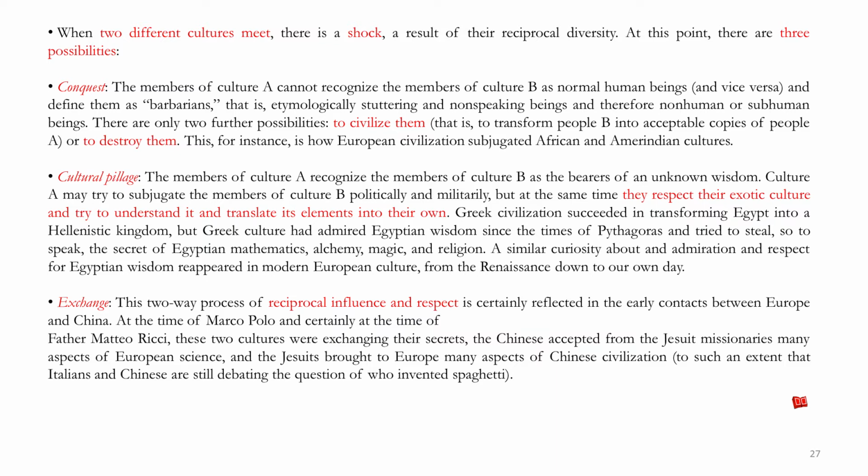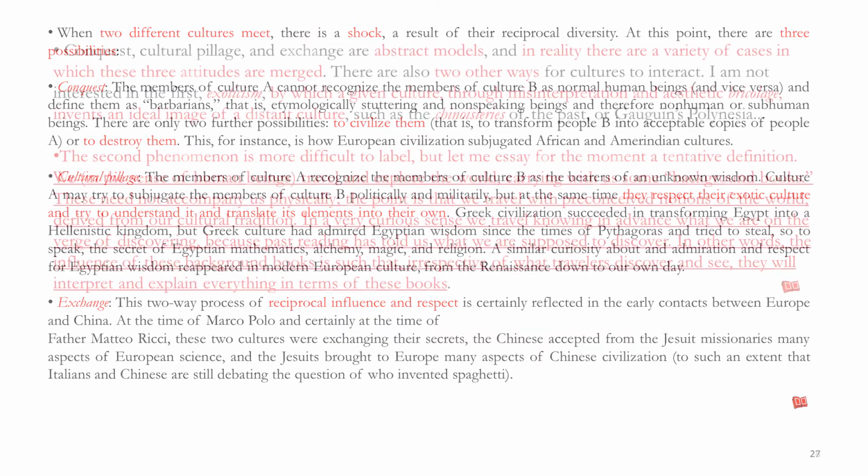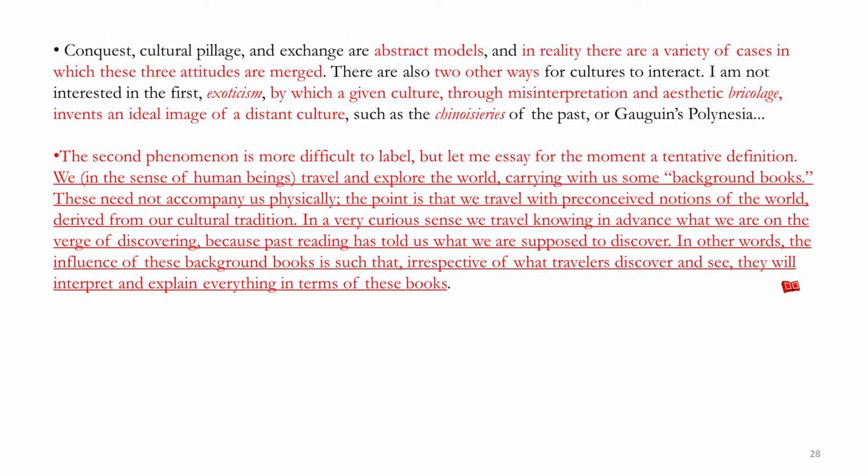Now, he's careful to continue by reminding us that these are abstract models, and also that there are quite many other cases, many other ways that such contacts happened historically. He mentions the possibility of exoticism, he mentions the possibility of bricolage or aesthetic bricolage and interpretation, chinoiserie, and so on and so forth. Now, he continues a bit along these lines, but we are not interested in them. What we are interested in is the next paragraph.